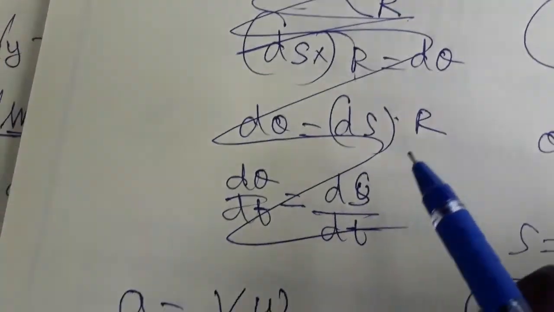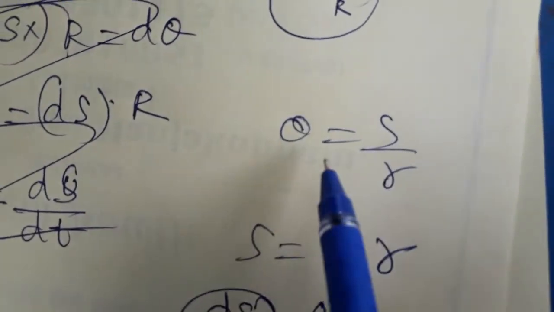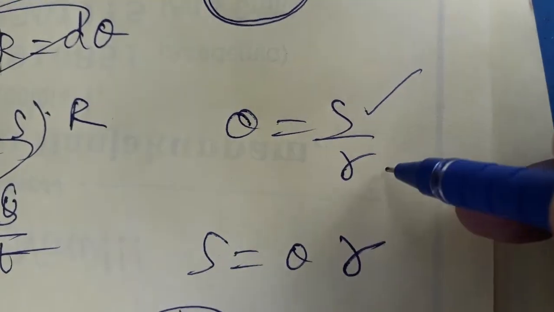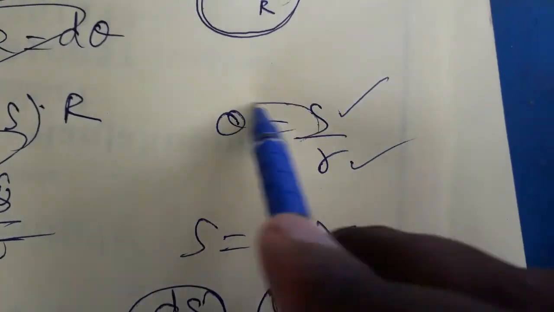So see here, theta is equal to s by r. How did I get this? Because in circular motion, theta is the angle, s is the arc length, and r is the radius. This is one of the relations in circular motion.